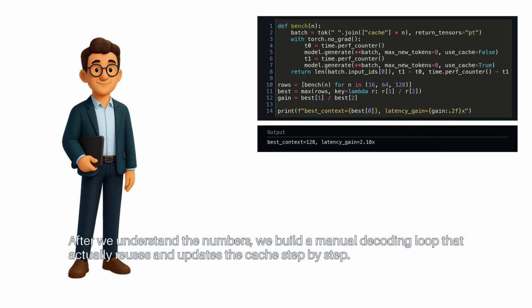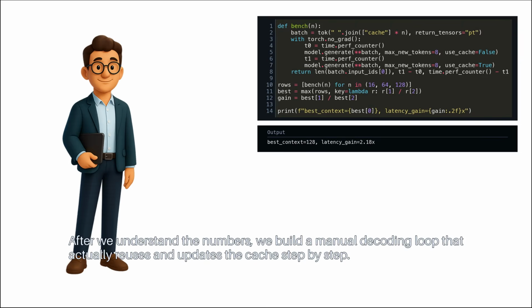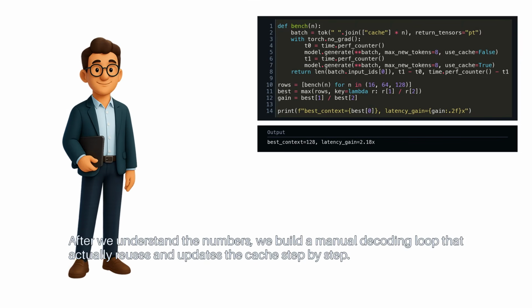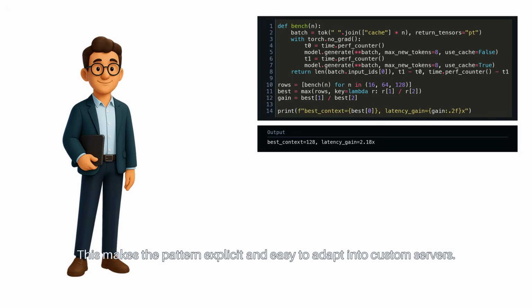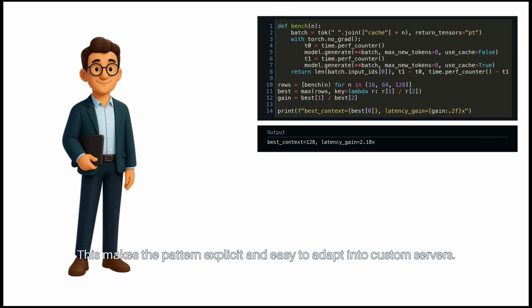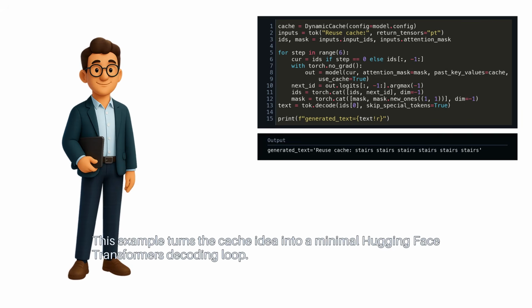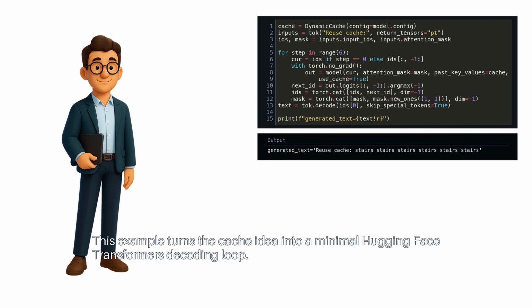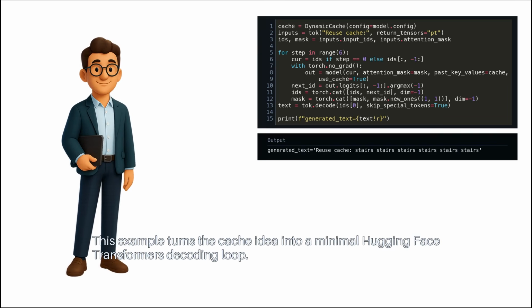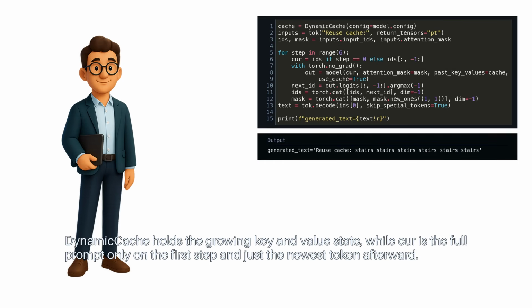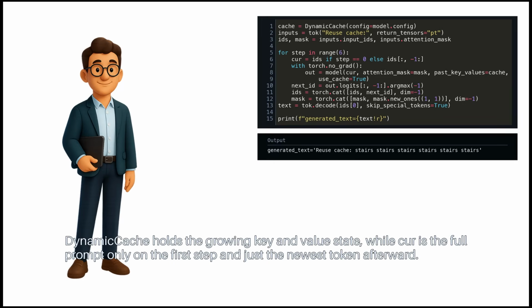After we understand the numbers, we build a manual decoding loop that actually reuses and updates the cache step by step. This makes the pattern explicit and easy to adapt into custom servers. This example turns the cache idea into a minimal Hugging Face Transformers decoding loop. DynamicCache holds the growing key and value state, while cur is the full prompt only on the first step, and just the newest token afterward.